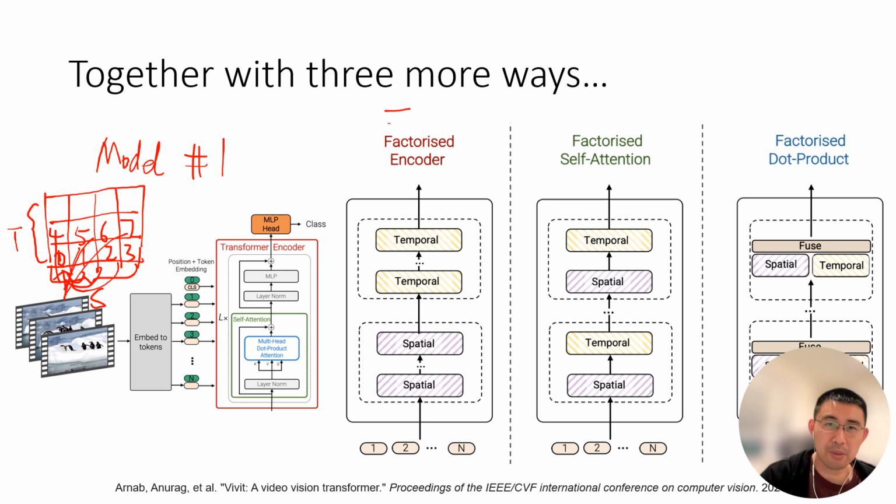So the authors proposed method number 2 called Factorized encoder, number 3 called Factorized self-attention, and number 4 Factorized dot product. Let's go into it and see what each of them means. But something you can keep in mind is all the latter 3 methods are created on top of number 1 to reduce computational cost.